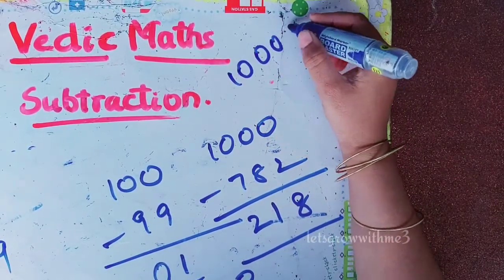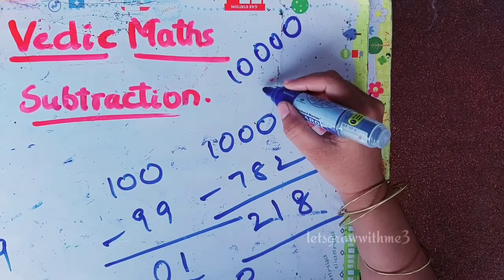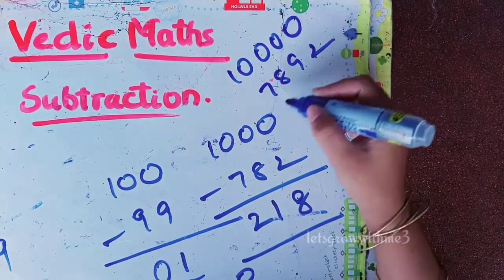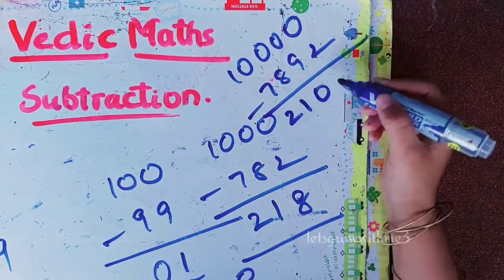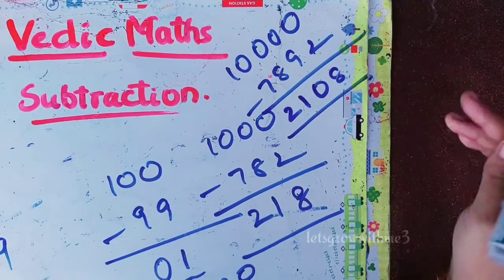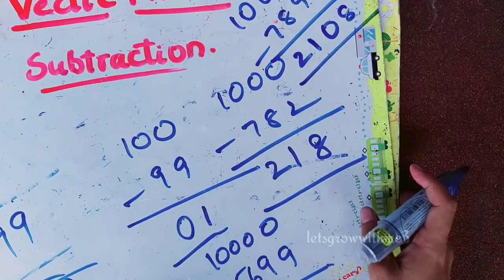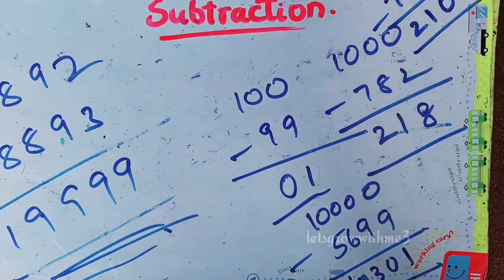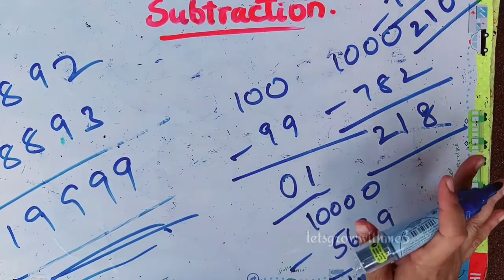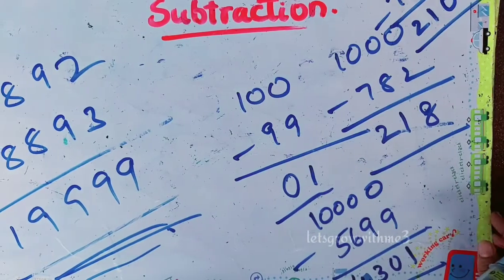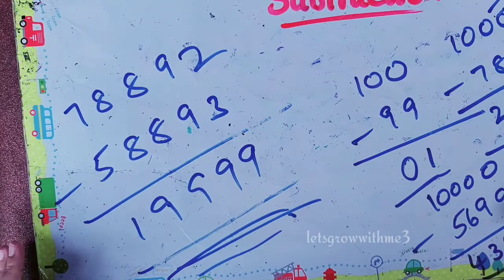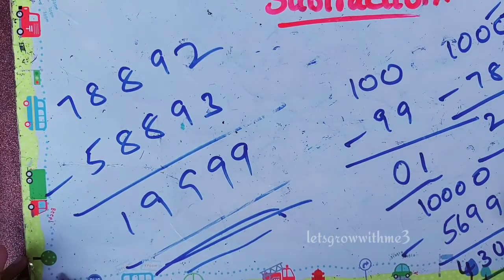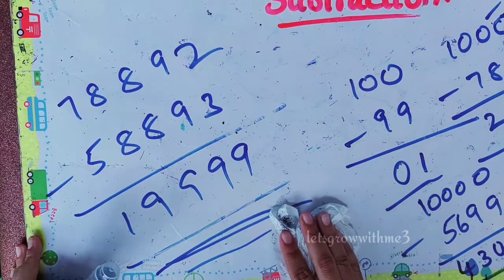Okay, let me take one more example. 10,000 minus 7,892. Okay, so here 2 1 0 and 2 means 8. So 2,108. Okay, I think now you got the concept of what I am saying. Okay, this is how we need to subtract some value from multiples of 10, because we are going to use this concept. So that's why I thought of first sharing this concept, then we will enter into our topic.